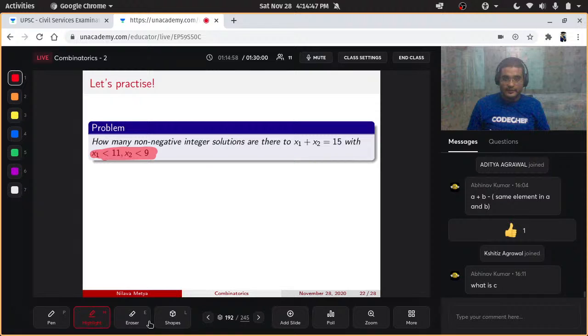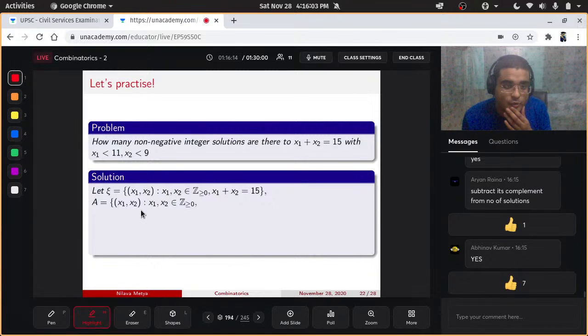So let Xi be all the solutions without restriction. I will take two sets, A and B. A will have those solutions where x1 is less than 11, no restriction on x2. B will have those solutions where x2 is less than 9 and no restriction on x1.